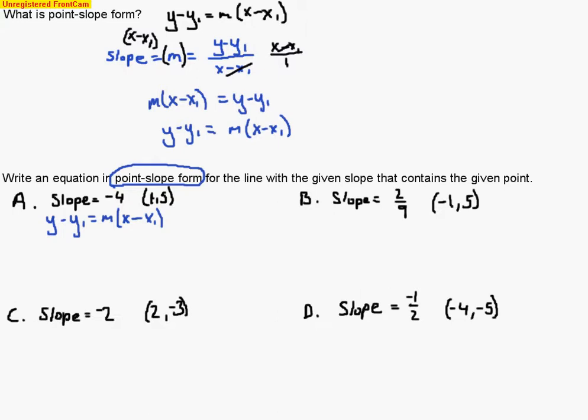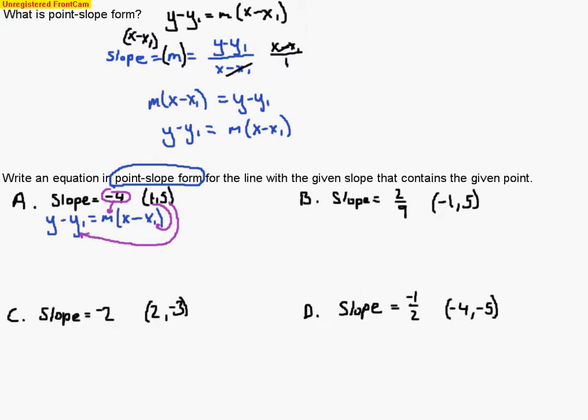So let's go ahead and take a look at what we need to substitute. Here's our slope, negative 4. We're going to put that in place of m. We're going to take the 1, we're going to put that in place of x1. It always goes in for the x value that has a subscript 1 there. The 5 goes in for the y1.